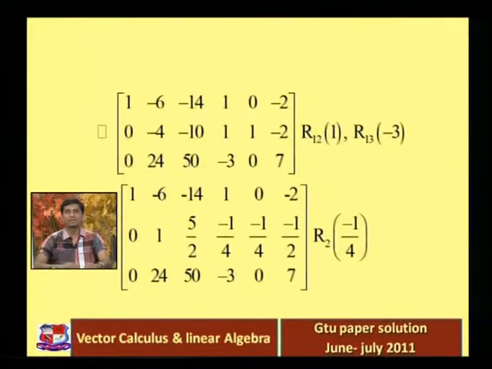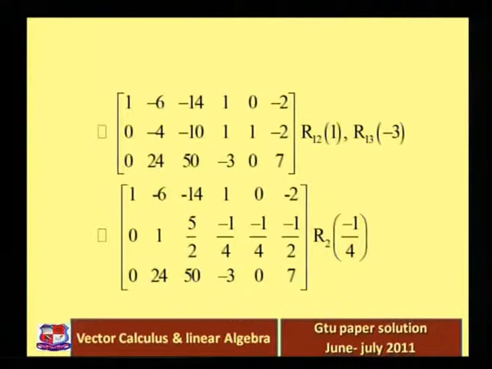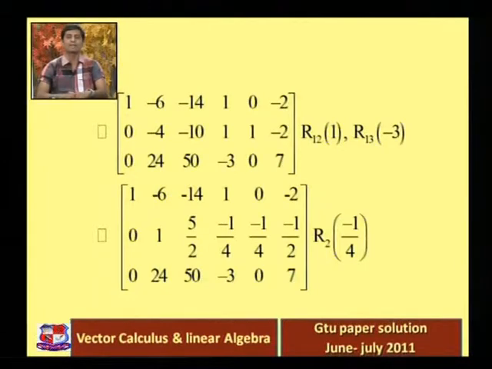So here is the process: we multiply the first row by 1 and add into the second row, and we multiply the first row by -3 and add into the third row. So what is our matrix now? The first row is as it is, 1, -6, -14, 1, 0, -2. The second row is 0, -4, -10, 1, 1, -2. The third row is 0, 24, 50, -3, 0, 7.